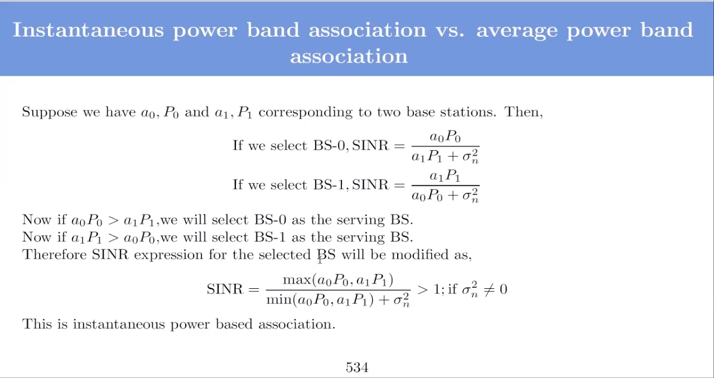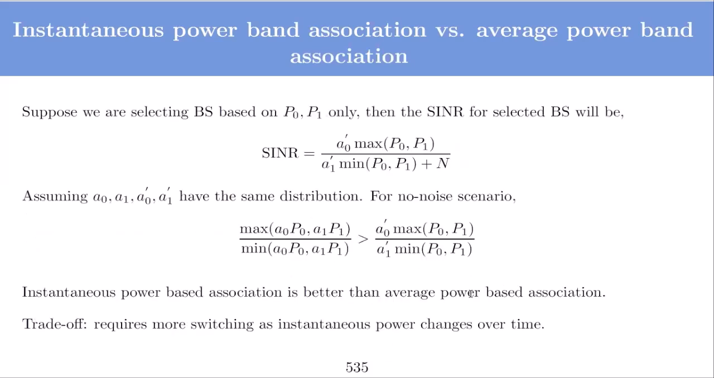So in the instantaneous power based association, it will actually be the maximum of the two divided by the minimum of the two plus sigma square. Okay, and you want to say that coverage would be there when this SINR is more than 1. Okay, while in the case of average power, you just select based on P0 and P1. So SINR is actually given by max of P0 comma P1 divided by H times the minimum of P0 comma P1 plus noise, right? So I want to compare these two.